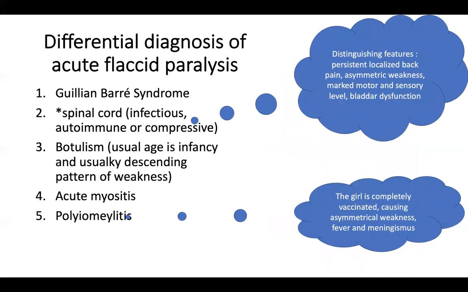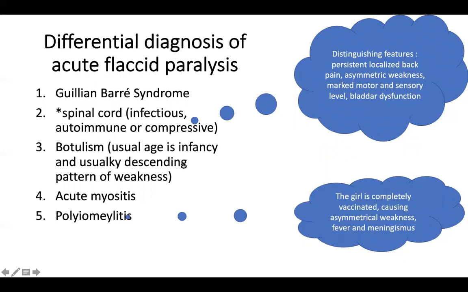So Guillain-Barré syndrome is one differential diagnosis: spinal cord lesion, autoimmune or compressive or infectious. The distinguishing features of a spinal cord lesion are 4 cardinal features: persistent localized back pain, asymmetric weakness, marked motor and sensory level, and bladder dysfunction. And all of these were not present in the child.